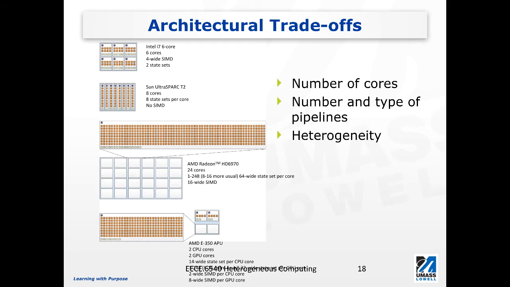For example, the AMD Radeon HD 6970 processor is actually a GPU. It has 24 cores, and each core supports up to 248 64-byte states per core, and also each core has a 16-byte SIMD unit that supports long vector instructions.